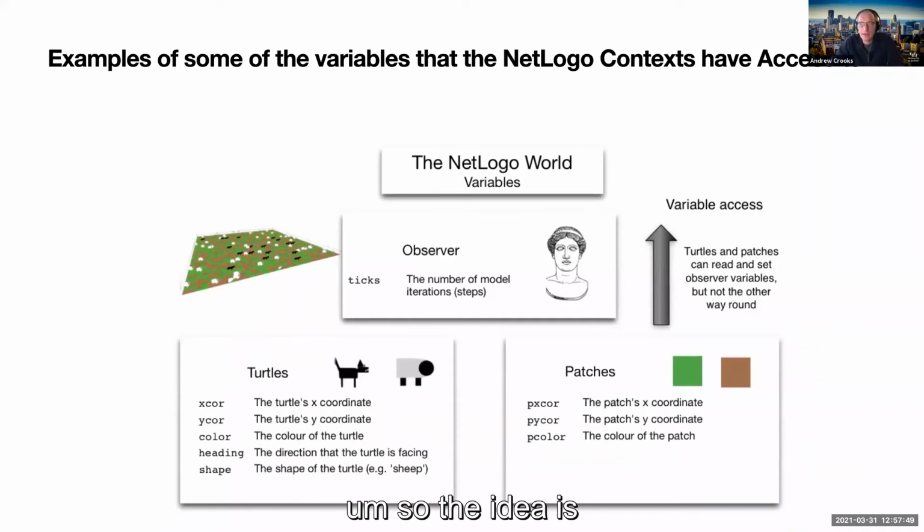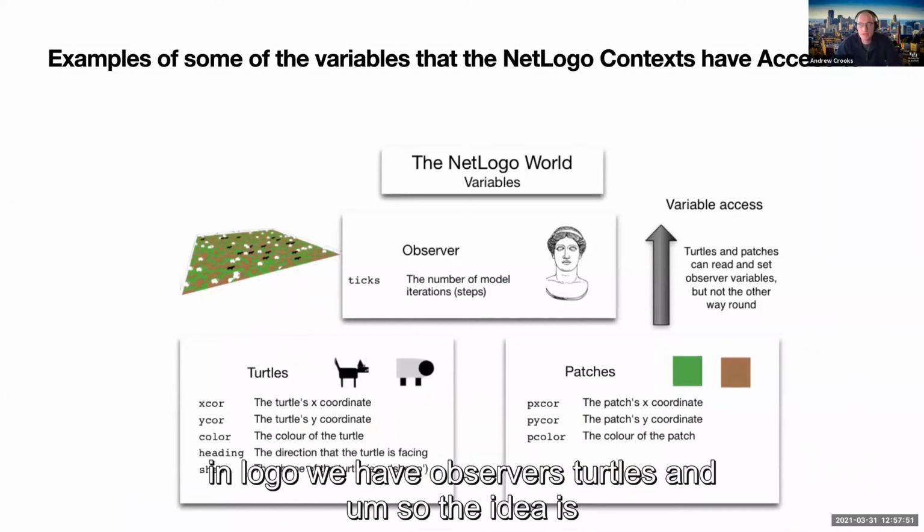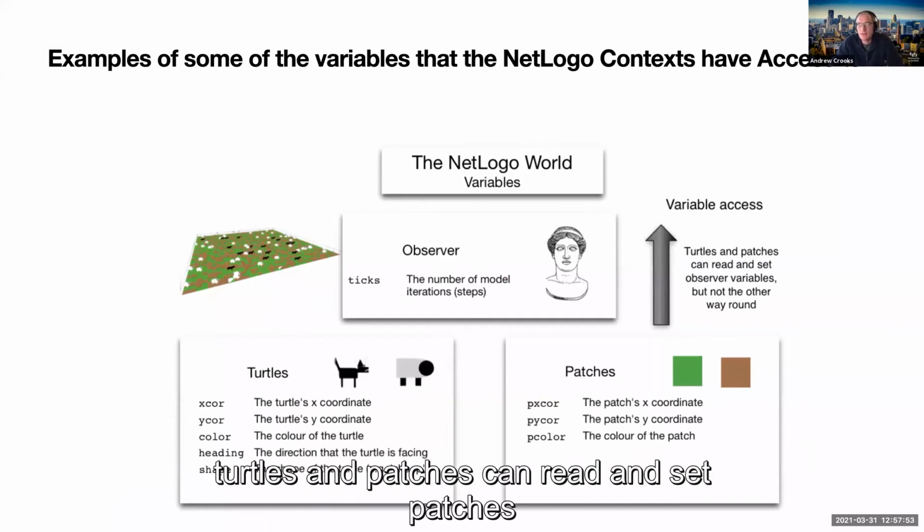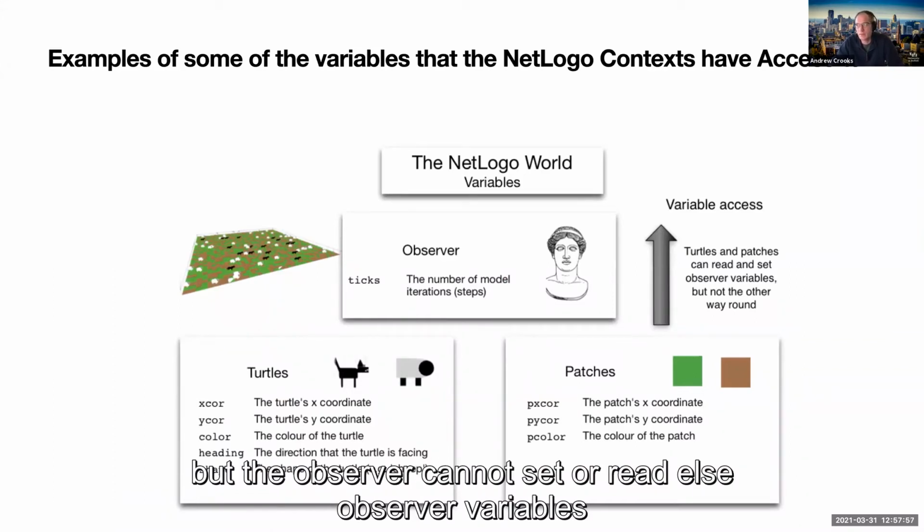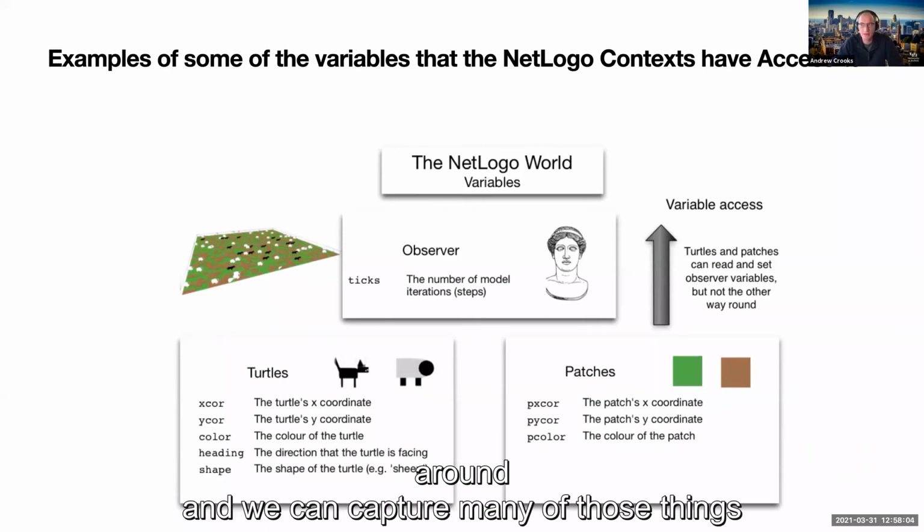So the idea is, in NetLogo, we have observers, turtles, and patches. Turtles and patches can read and set observer variables, but the observer cannot set and do it the other way around. And we can capture many of those things.